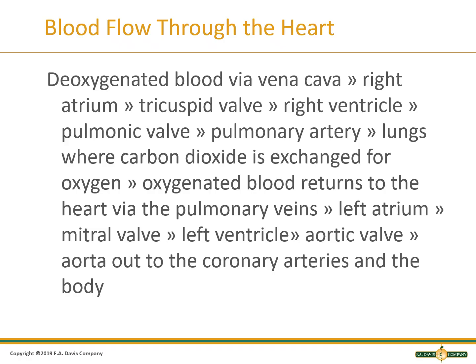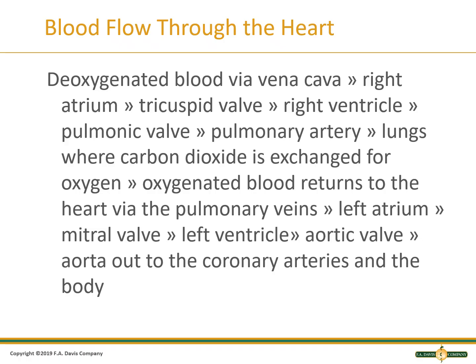Okay, let's recap it just a little bit. You have deoxygenated blood that's been used up by the body. It comes into the heart via the superior and inferior vena cava. So we have body, superior and inferior vena cava, into the right atrium. The right atrium is the first chamber blood enters from the body. From the right atrium, it passes through the tricuspid valve.